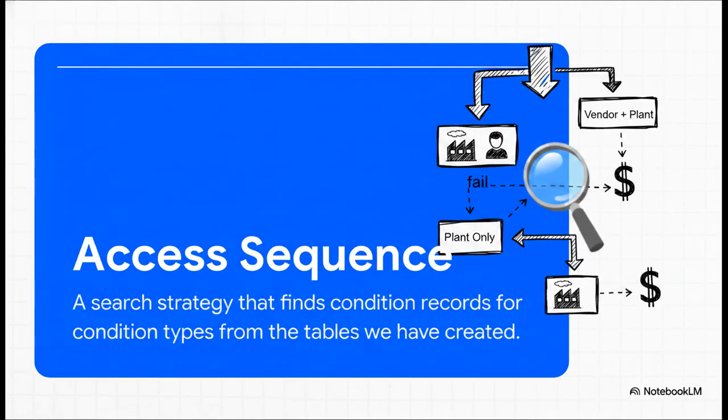Okay, next up is the access sequence. This is our method for finding the right ingredients. It's the search strategy. It literally tells SAP, hey, when you're looking for a price, start here. Look for a price that matches this specific vendor at this specific plant. And if it can't find that, okay, then broaden your search. Just look for a price for this plant in general. It's the system's step-by-step guide to finding the most specific price it can.